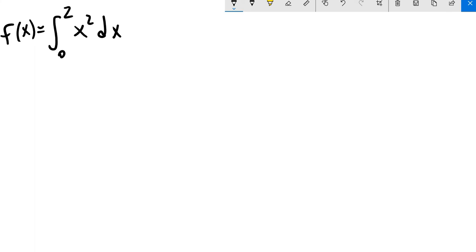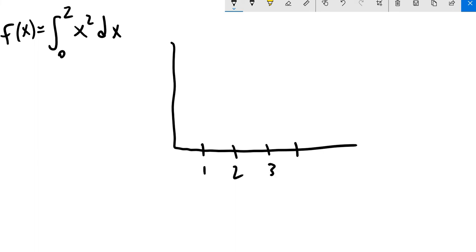And what does x squared dx, or what does x squared look like? Let's kind of draw a picture. 1, 2, 3, 4. 2, 3, 4. So let's say that's x. And we'll say this is f of x.